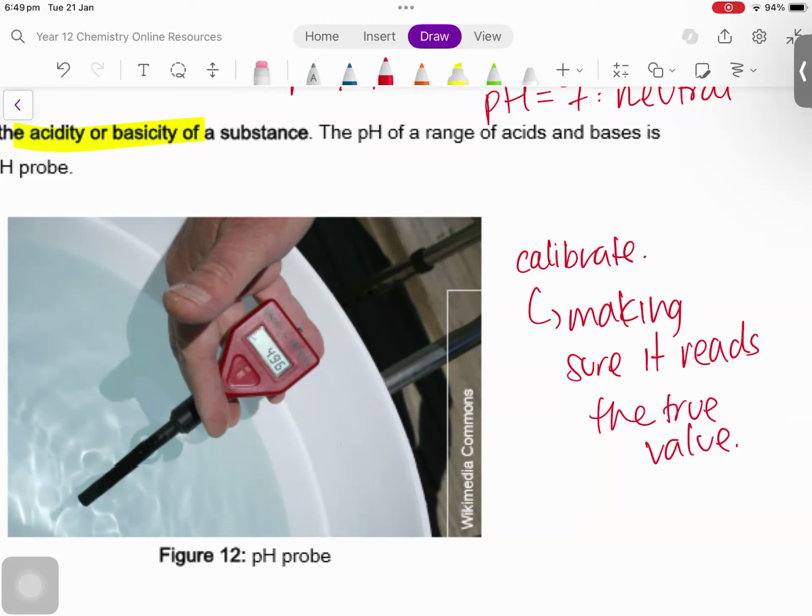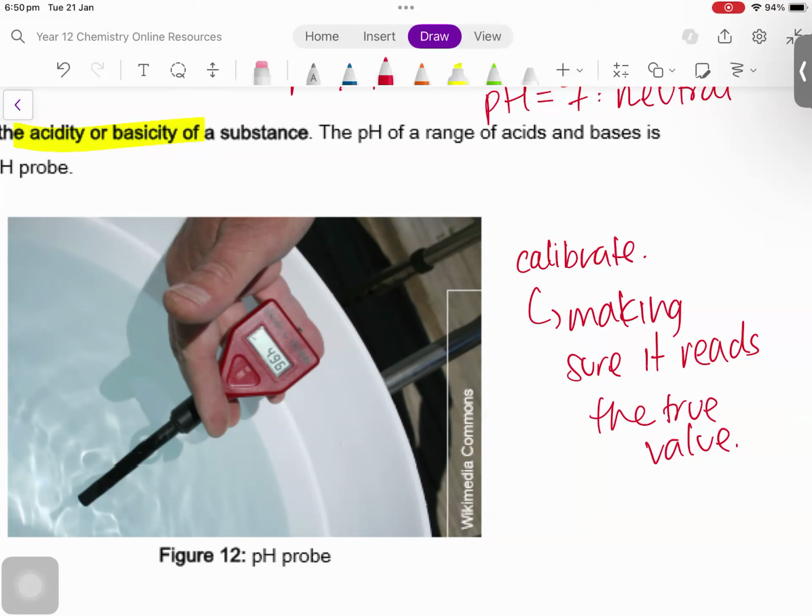So when you're calibrating a machine, before you start putting your pH probe into things that you don't know, you need to take a solution that you definitely know has a pH of, let's say, 7. Calibrating it means you put it into that solution and make sure it reads number 7. The solution that you use to calibrate normally comes with the machine. So when your teacher gives it to you, they should have it in a box and it'll have some solutions in there.